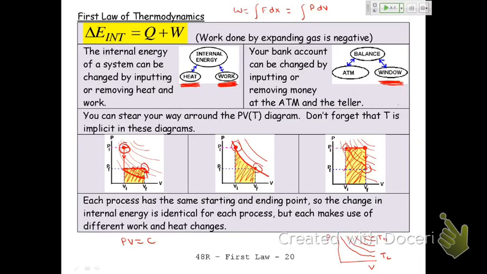So we have to take into account how heat and work collectively affect my internal energy. And I have to remember that internal energy is reflected in, it's not equal to, it's reflected in temperature. So if my internal energy increases, my temperature increases. If my internal energy decreases, my temperature decreases. Not 1-to-1, but it happens.